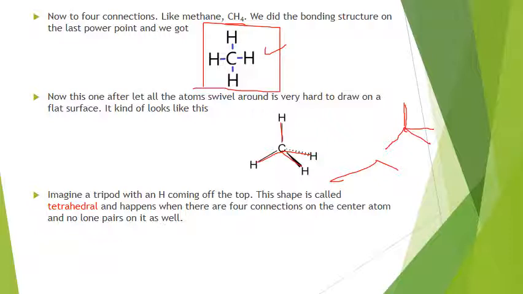This shape is called tetrahedral because if you connect all the atoms together, they will form a geometrical shape called a tetrahedron. And again, we can tell what the shape is by knowing the connectivity of it. So if you have a center atom that has 4 connections attached and no lone pairs, it's tetrahedral.